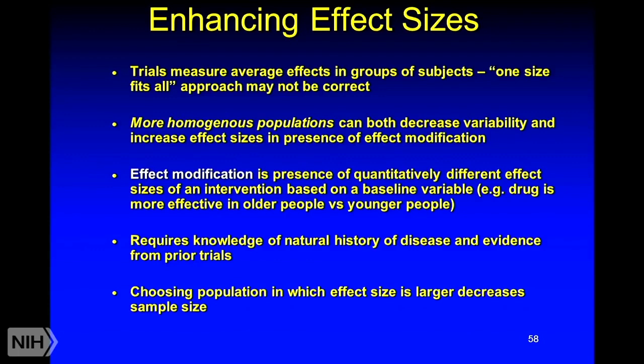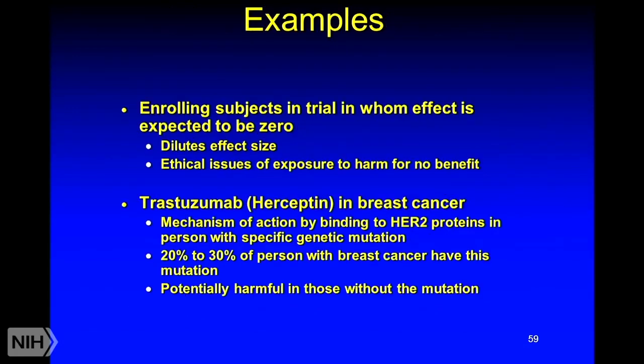So what that does, though, is it affects the generalizability of your results. So if you study a more homogeneous population, you can only draw conclusions about the population that you studied. But this requires what we talked about at the very beginning, understanding the natural history of the disease and evidence from prior trials. So one of the things that really hurts you is enrolling participants in a trial in whom the effect is expected to be 0.